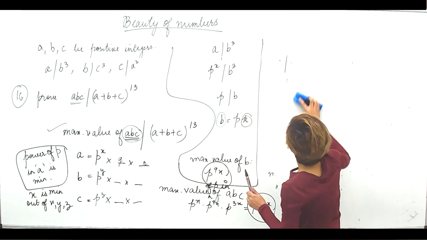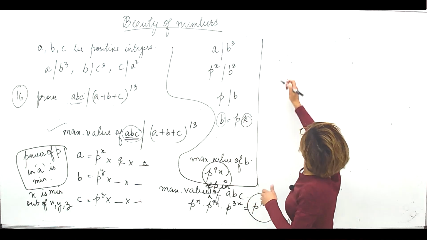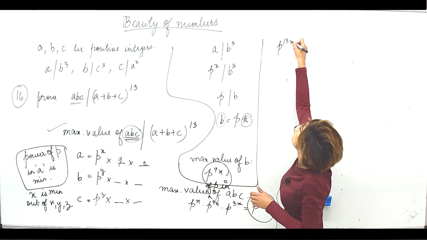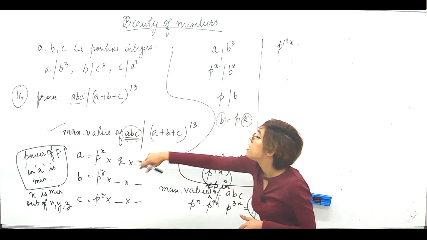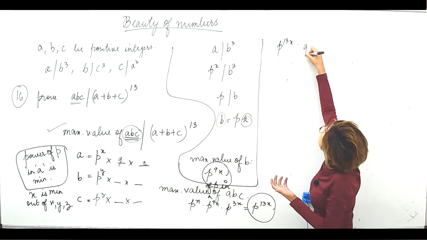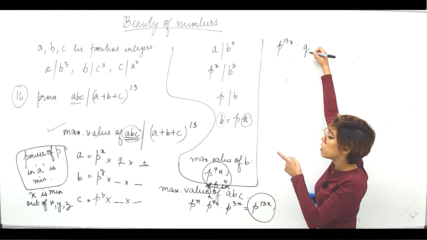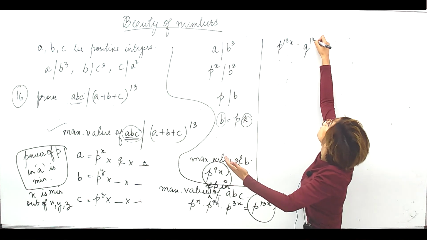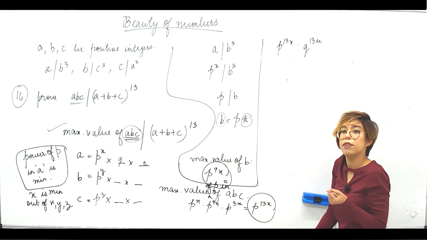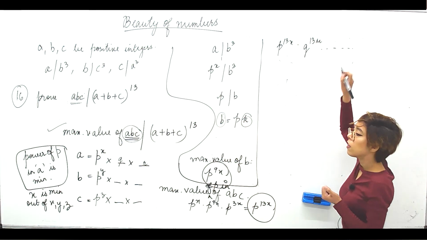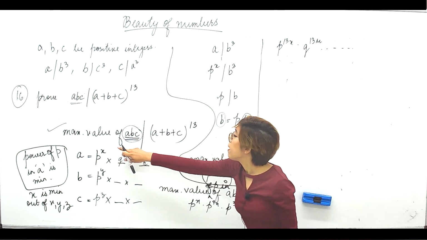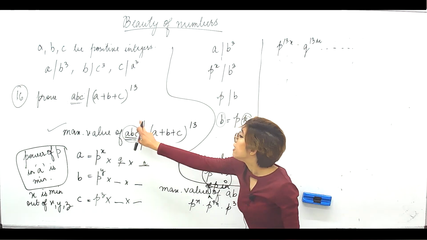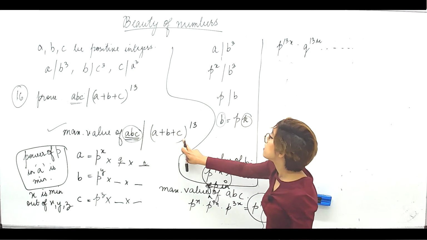On the same line, so P raised power 13x is the maximum part of the first one, right? Second one, it might be Q raised power. Now I need some other variable. I can't take Y, can't take Z. After that, Q raised power 13u. On similar lines, you can prove it and so on, right? But I have to prove that the maximum value for ABC divides A plus B plus C raised power 13.